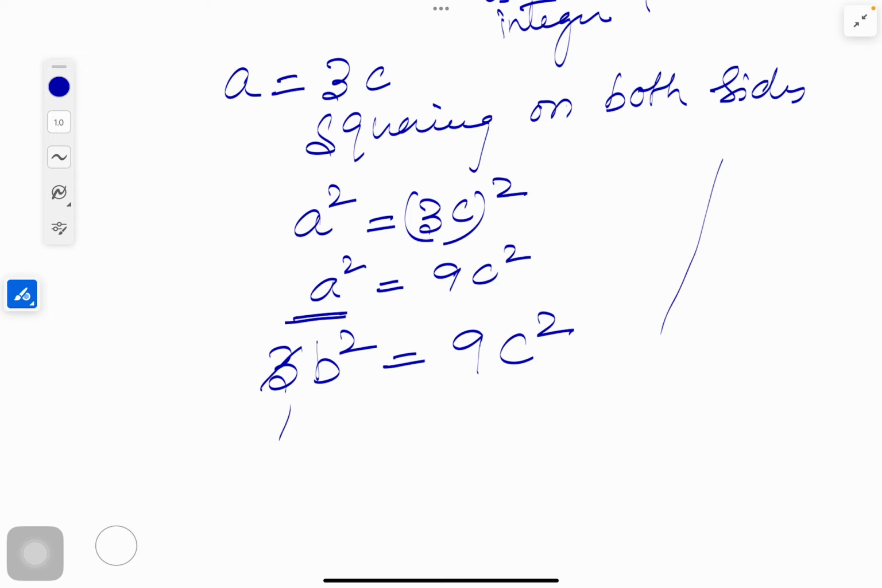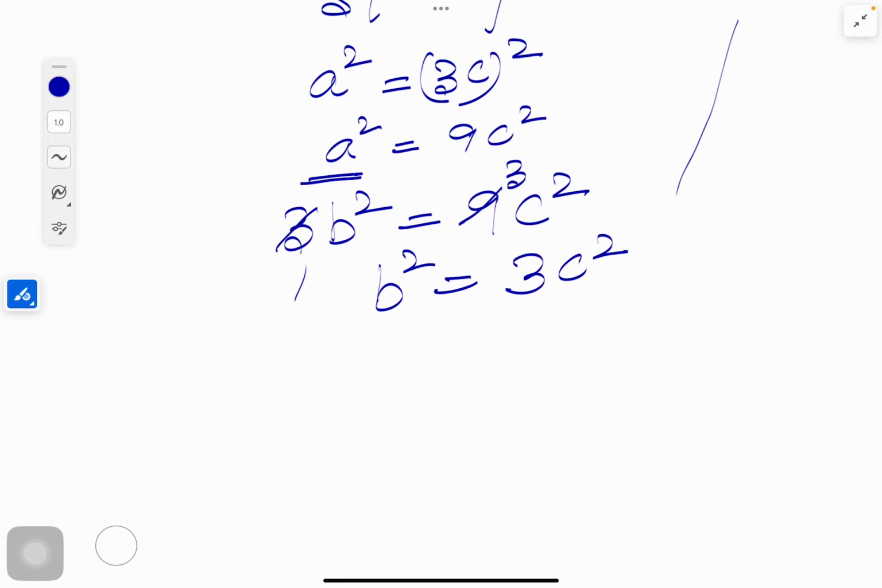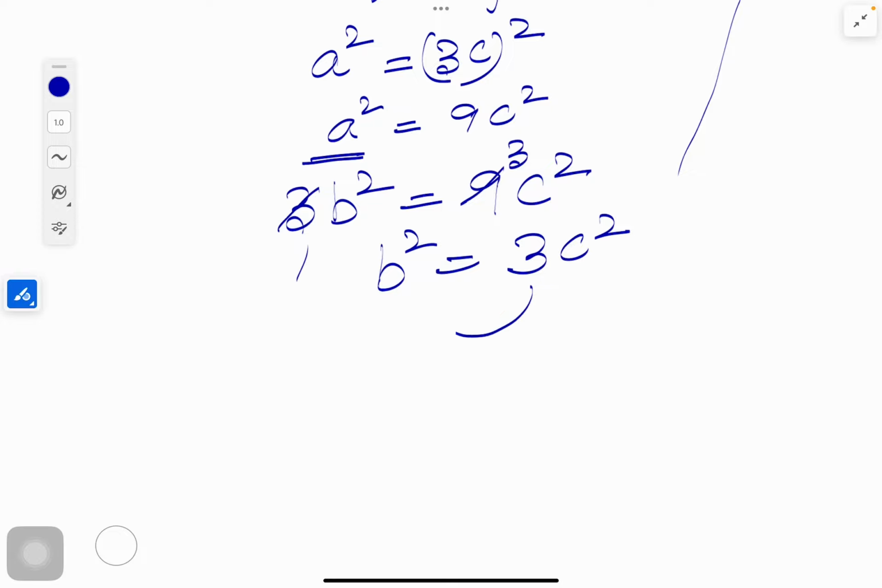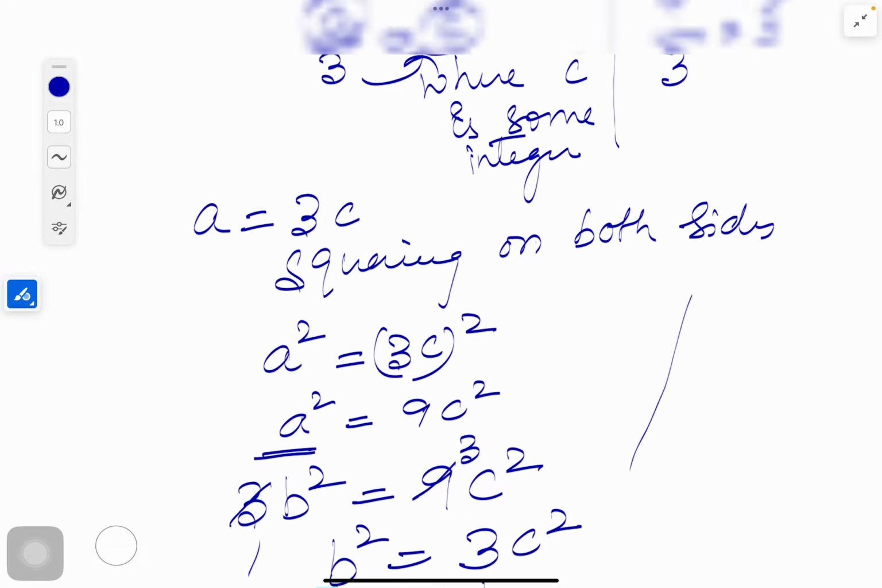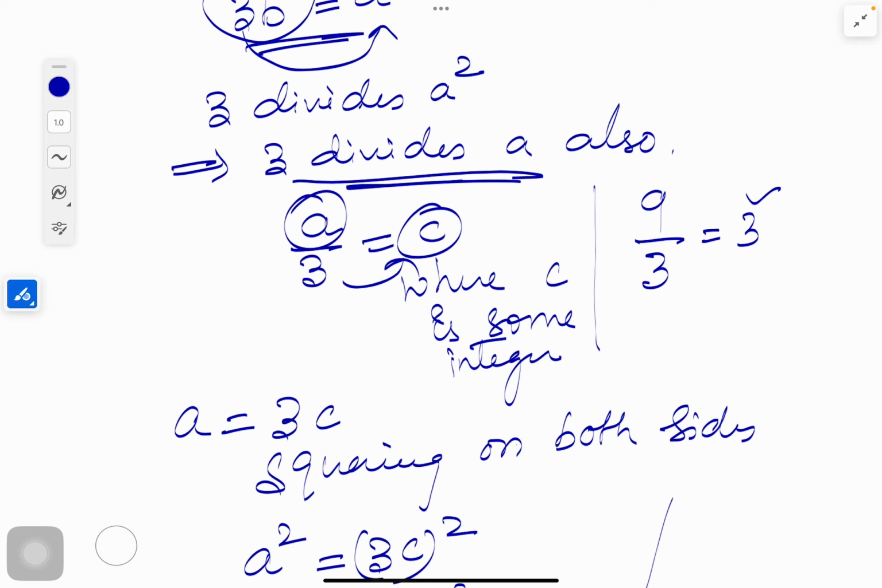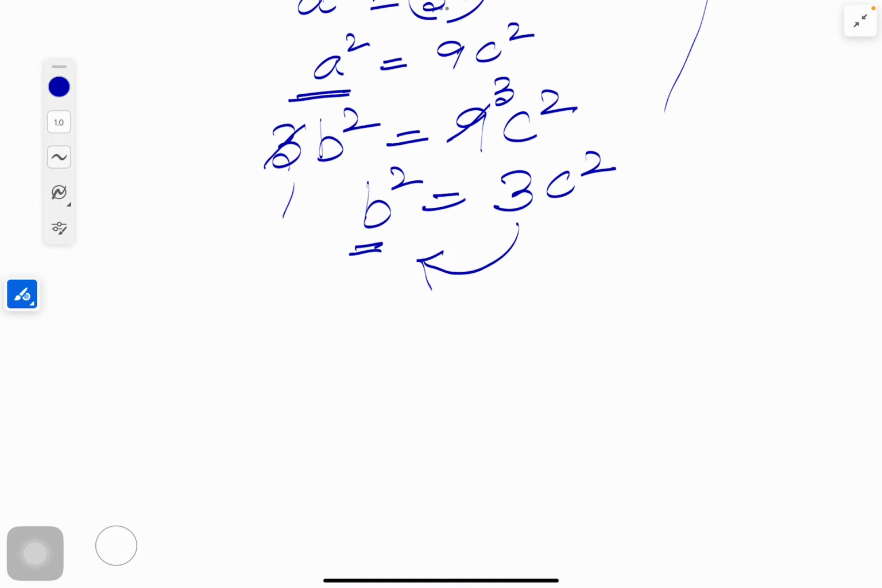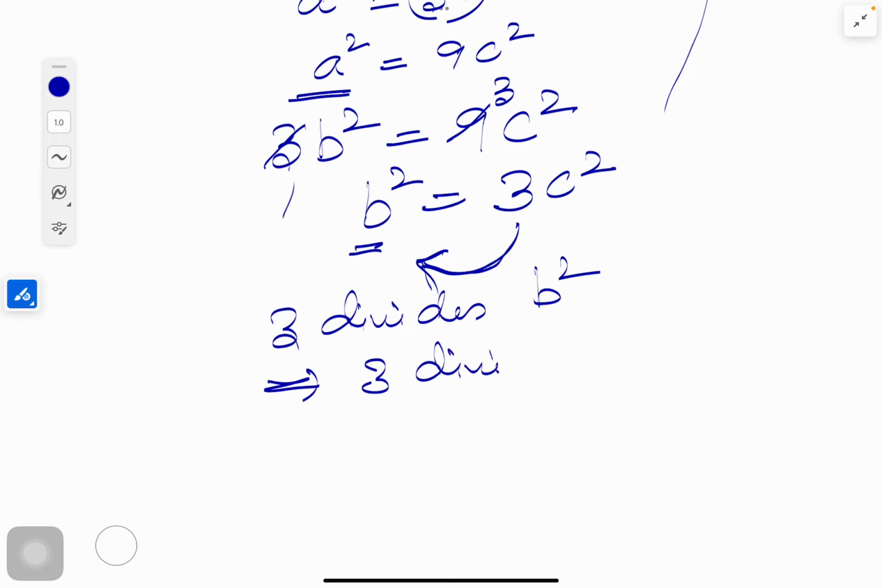Cancel कर दो, 3 1s, 3 3s. Okay, so b square is equal to 3c square. What do you understand by this statement? 3 divides b square, 3 divides b also. यहाँ पे आया ना, 3 divides a square, 3 divides a also. And here we are getting 3 divides b square. That implies 3 divides b also.